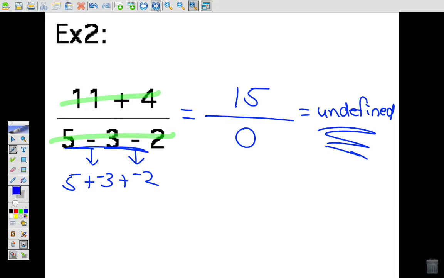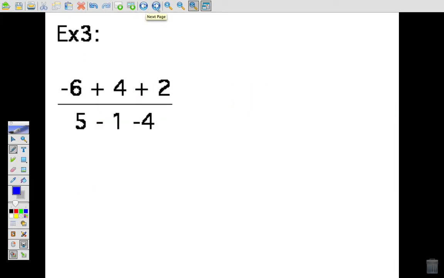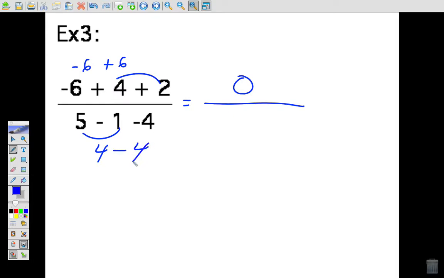Now let's take a look at example 3. So far, in example 1, we had an answer of 0. In example 2, we had an answer of what we called undefined. Now let's see what we have here. So simplify the top, simplify the bottom. So let's see, I have a negative 6. I'm going to add my positives, plus 6. Well, that's 0. Now on the bottom, I have 5 minus 1 is 4. And then 4 minus 4, 0.